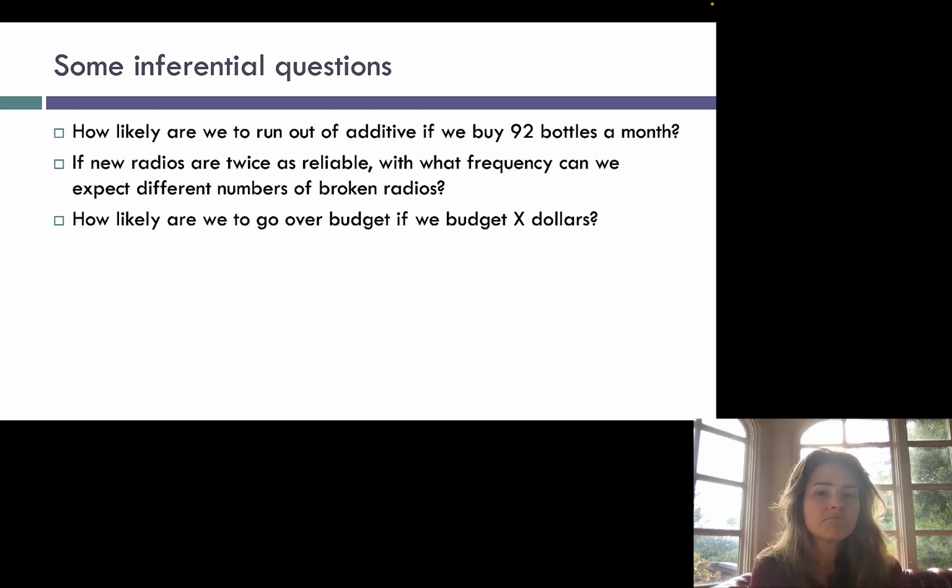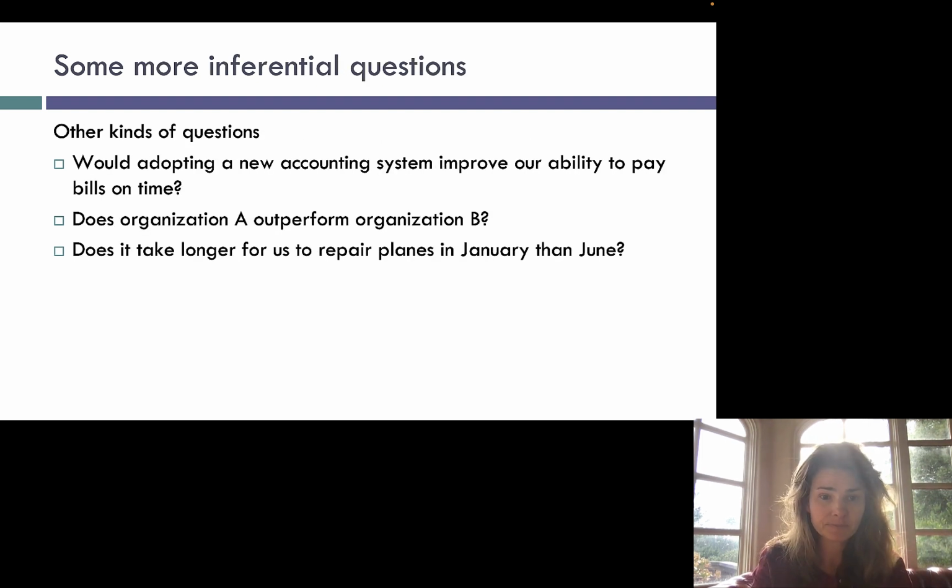So let's think about some kinds of inferential questions. How likely are we to run out of additive if we buy 92 bottles a month? If new radios are twice as reliable as old radios, with what frequency can we expect different numbers of broken radios? How likely are we to go over budget if we budget a certain number of dollars? Would adopting a new accounting system improve our ability to pay our bills on time? Does organization A outperform organization B in some important respect? Does it take longer for us to repair planes in January than June?